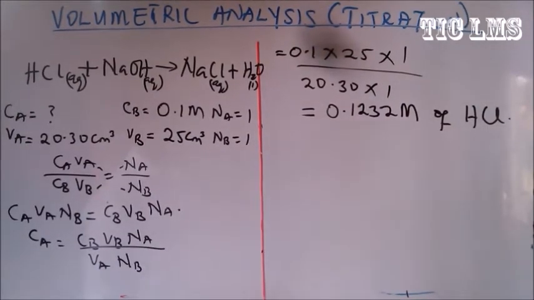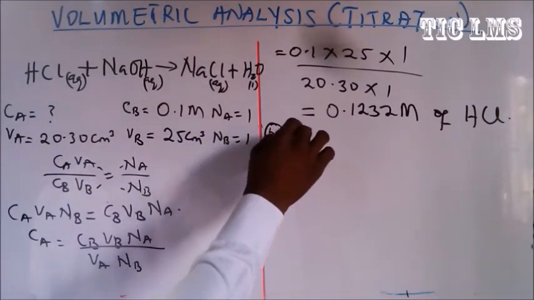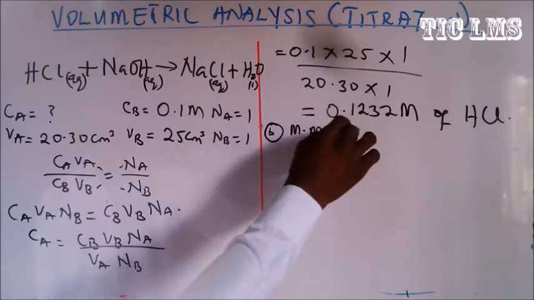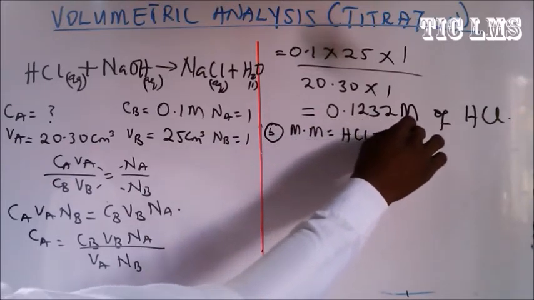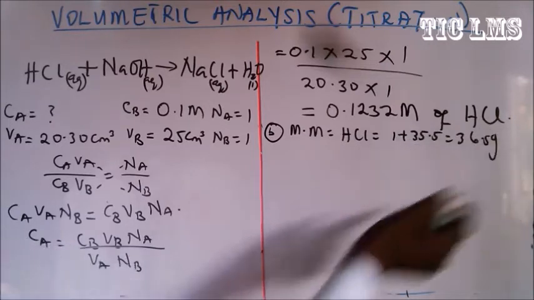Then the B part says that we should calculate the concentration of acid in gram per dm cubed. So first, for our acid, we need to get the molar mass of the acid, which is HCl, and that is 1 plus 35.5. That is 36.5 gram per mole.